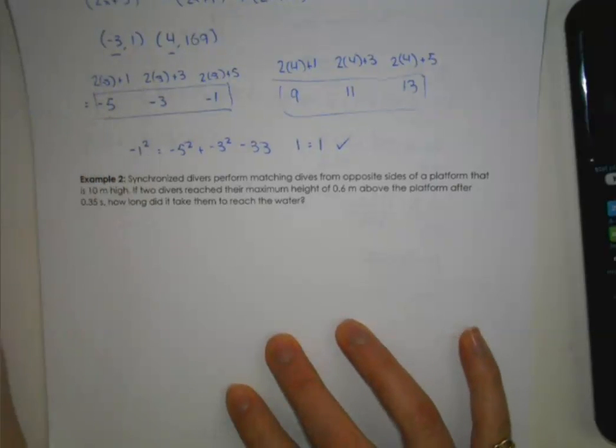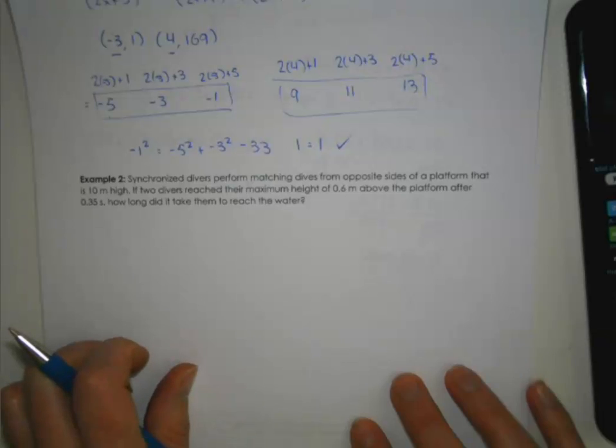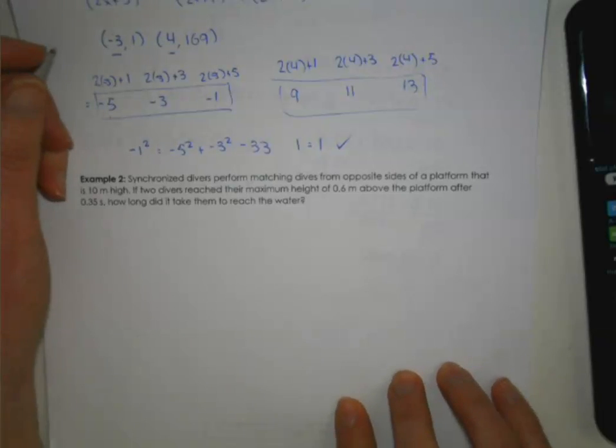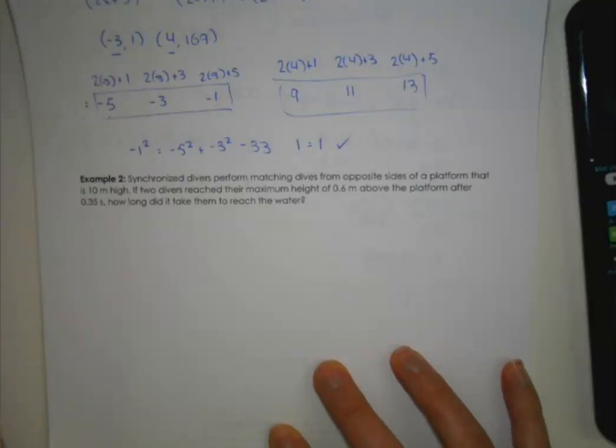Okay, so in this next one, we have synchronized divers performing matching dives from opposite sides of a platform that is 10 meters high. If two divers reach their maximum height 0.6 meters above the platform after 0.35 seconds, how long did it take them to reach the water? So we want to pull as much information as we can about this.